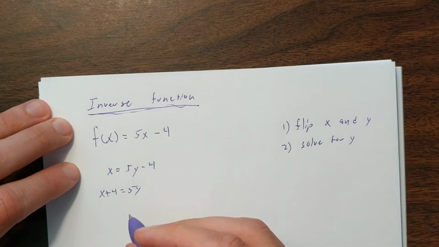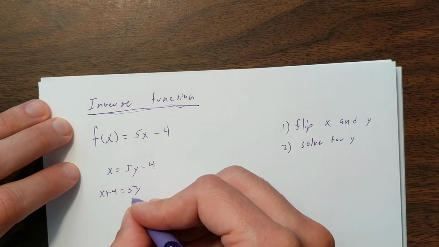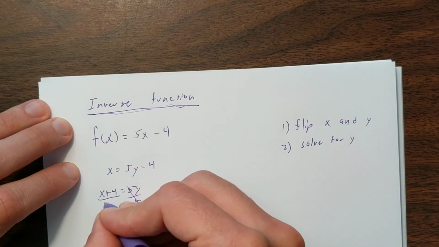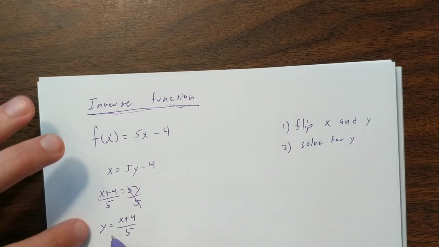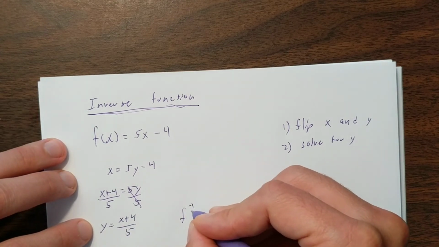Then I would divide both sides by 5. And so I'm going to get, right, divide by 5, divide by 5. So y equals x plus 4 over 5. This is my inverse function.